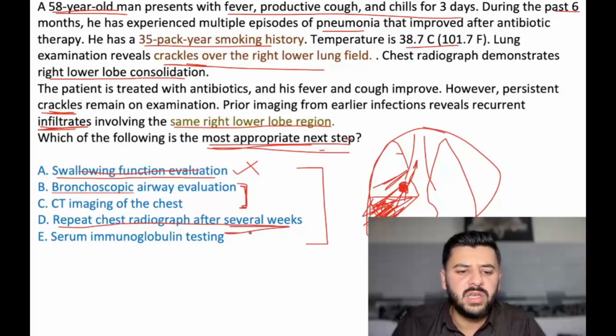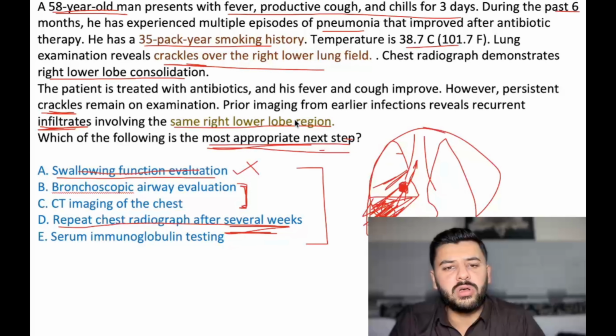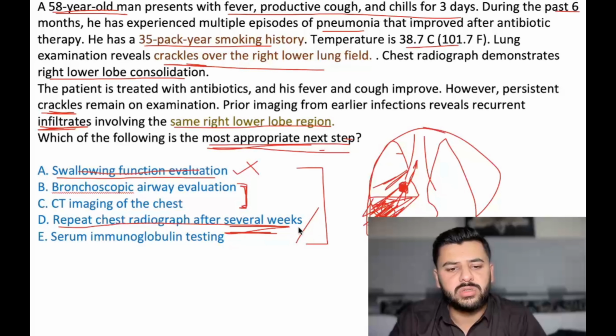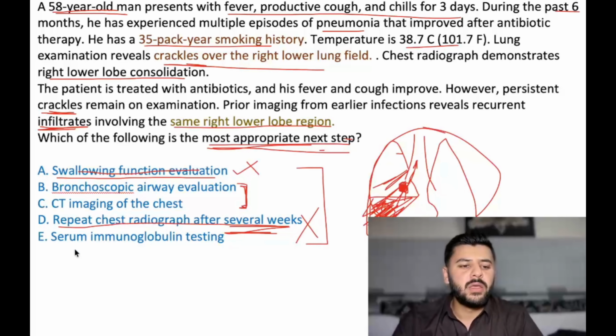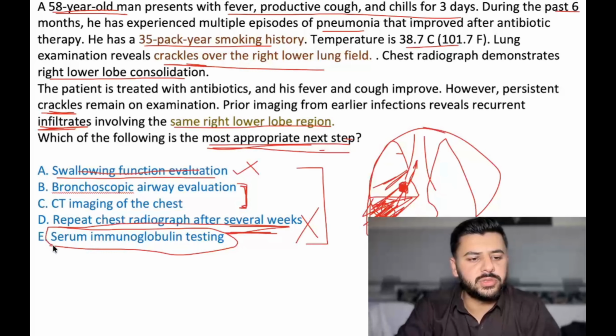If the thing is constantly putting pressure on that person, that he's constantly coming to the hospital for the same reason, you don't wait for weeks. Okay, that's the big rule. So just rule this out as well. Thirdly, we have this option of serum immunoglobulin testing. I actually want you to focus on this option.